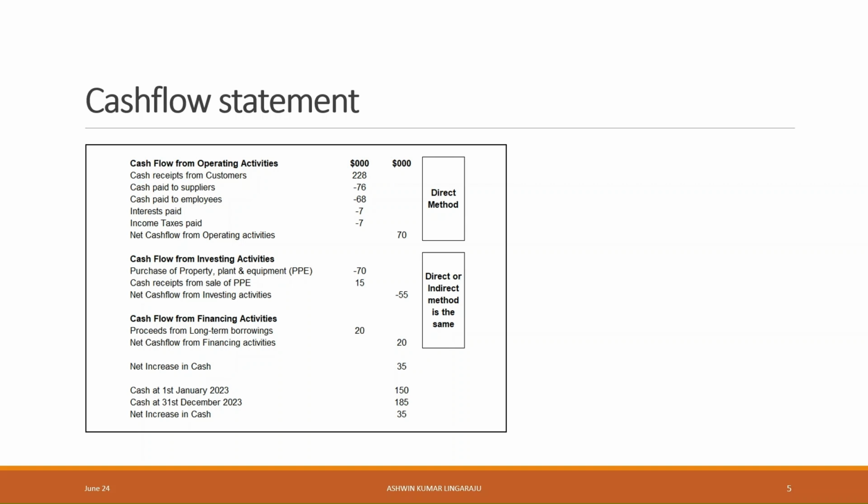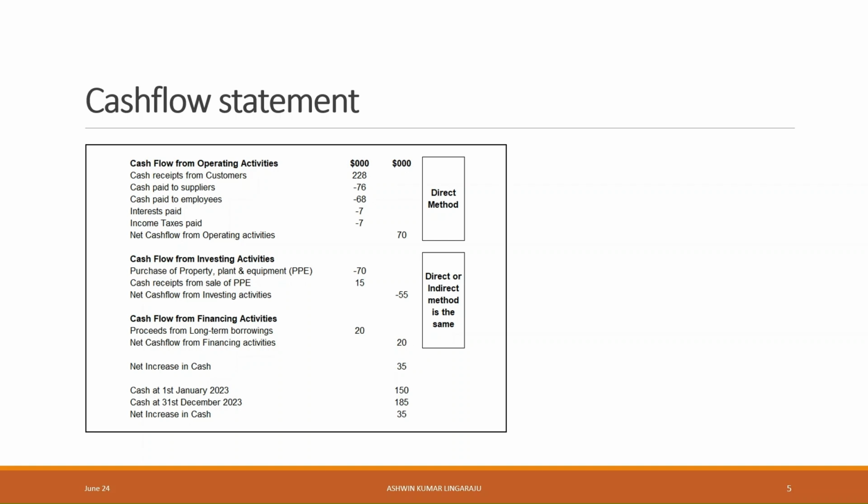As you can notice, we can see operating activities, investing activities, and financing activities. In the operating activities, we have cash receipts from customers, payments paid to suppliers and employees, and interest paid and income taxes paid. Whatever are payments are part of expenses, and whatever are receipts are part of income. That's why receipts are denoted as positive and payments are denoted as negative. So it comes to a net cash flow from operating activities of 70.